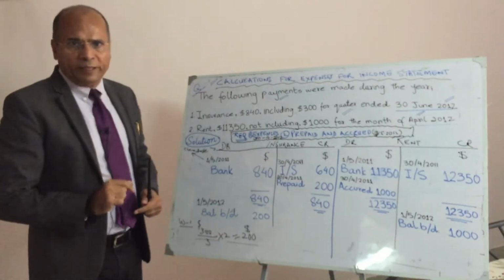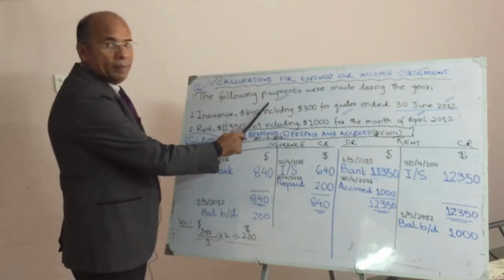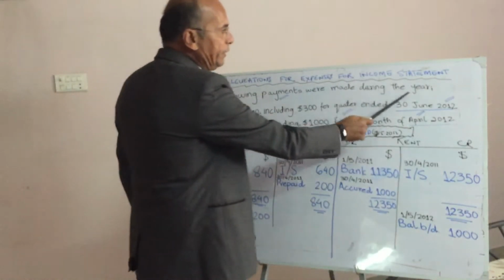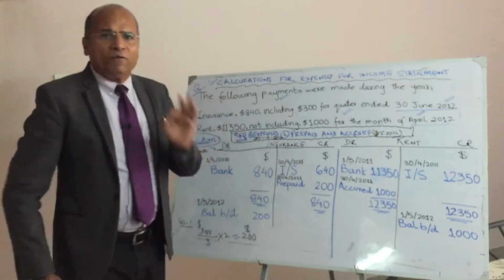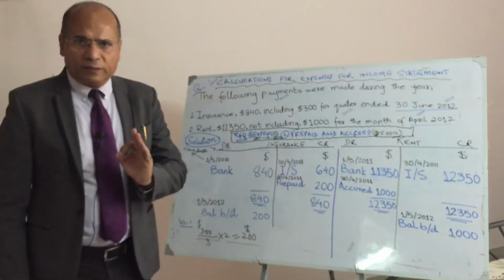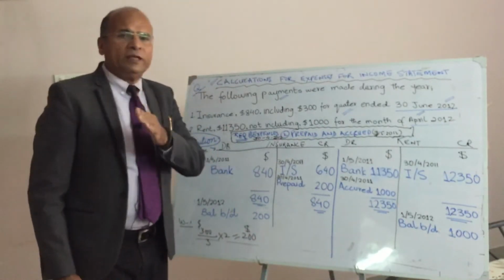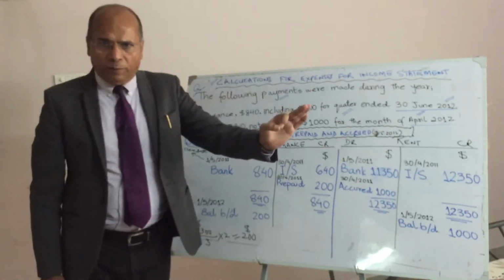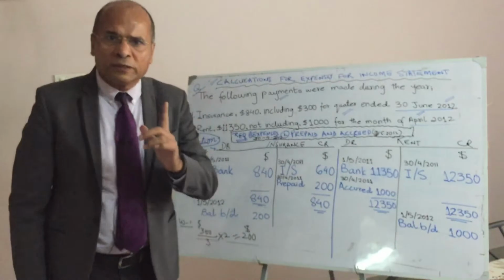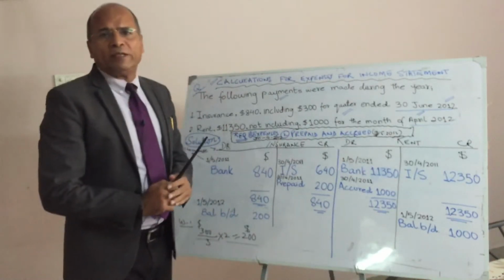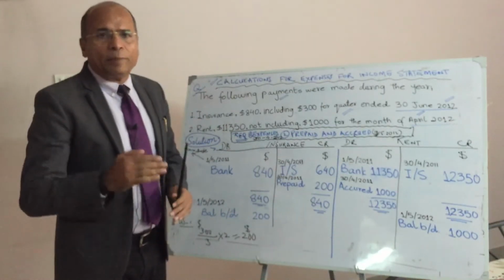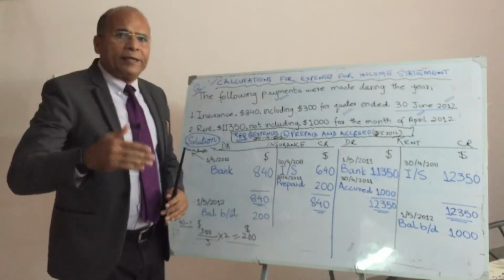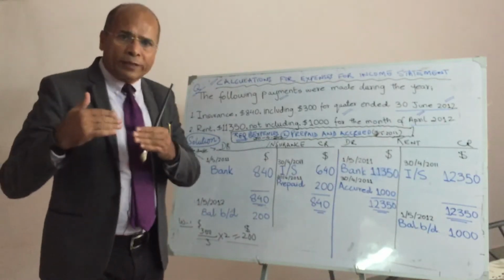I read the question again. The following payments were made during the year. In 1 year, we have 12 months. So if our financial year starts from 1st January till 31st December, it means there are 12 months, and this type of year is called a calendar year. It means you are taking a calendar year as your accounting year.